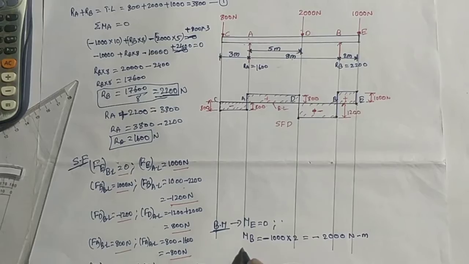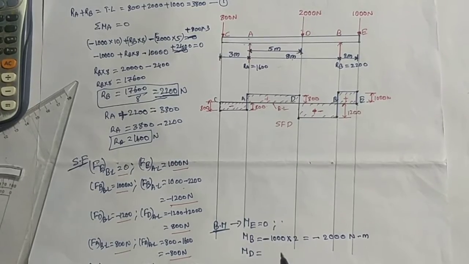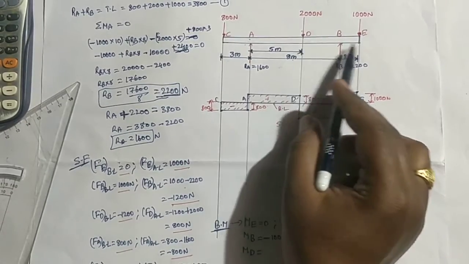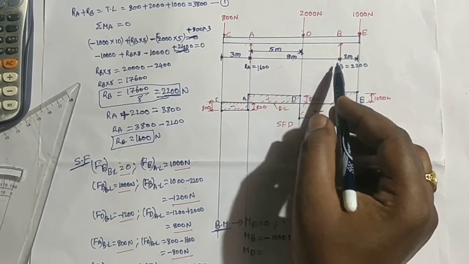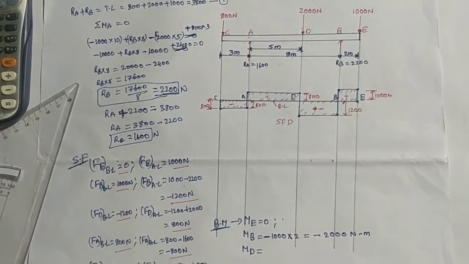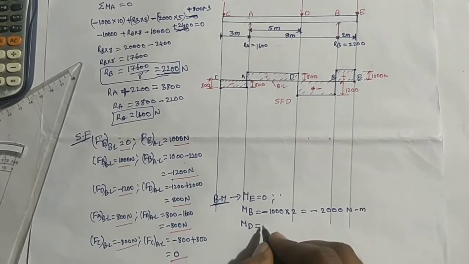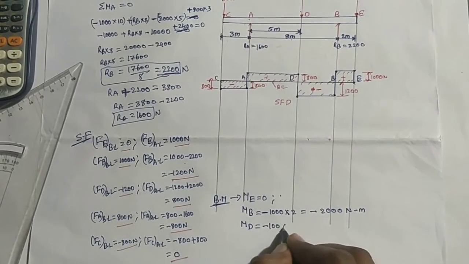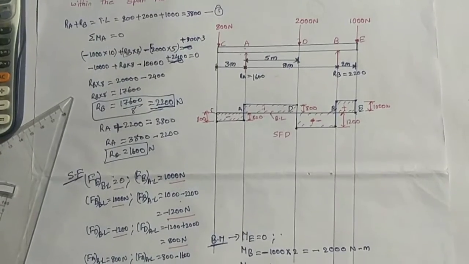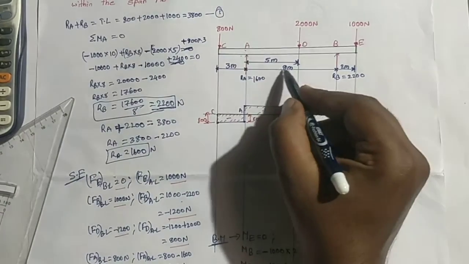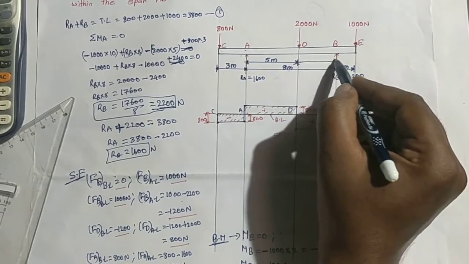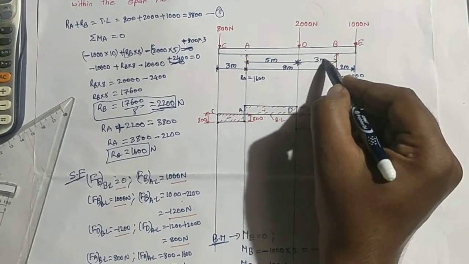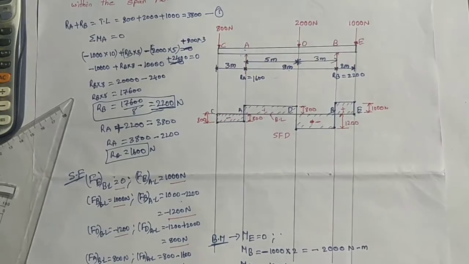Next, coming to bending moment at point D. At point D, right side of D has two forces. One is the applied force and another one is the reaction force. Minus 1000 into the distance from point E to D. From here to here is total 8. From this point to this point is 5, so this distance is 3 meters. So 3 plus 2 is 5.